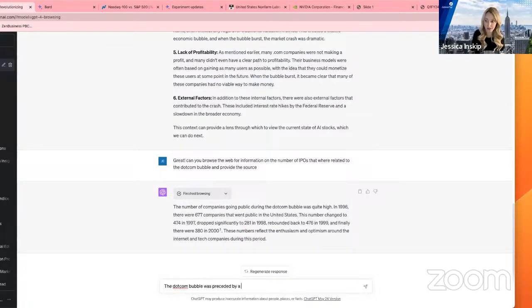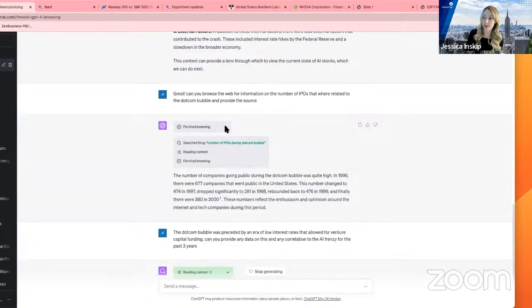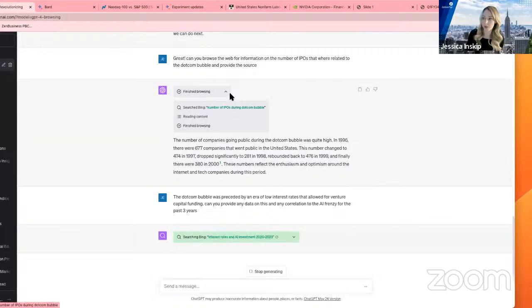So the .com bubble was preceded by an era of low interest rates that allowed for venture capital funding. Can you provide any data on this and any correlation to the AI frenzy? And I only want to go back maybe the past 3 years. Okay. And then I want to see where I got it from. Should be able to here.